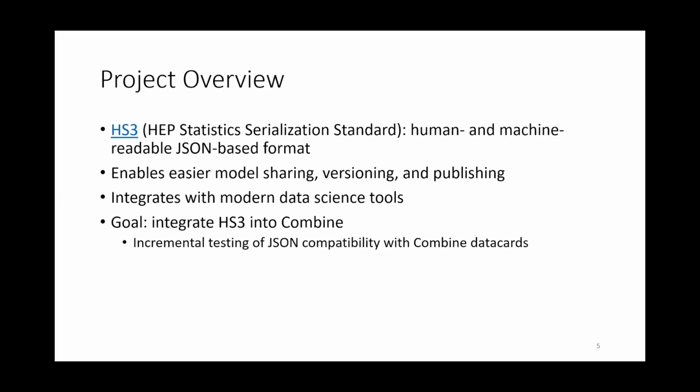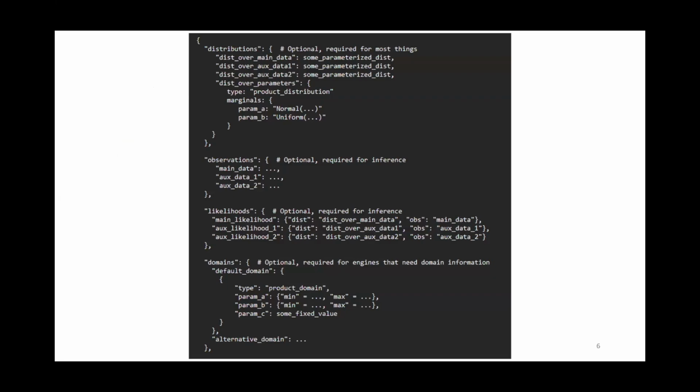HS3 is the High Energy Physics Statistics Serialization Standard, which is a human and machine readable JSON-based format. This enables easier model sharing, versioning, and publishing, and is easier to integrate with modern data science tools. My goal is to integrate HS3 into Combine using an approach that involves introducing compatibility step by step, so incremental testing of JSON compatibility. This is sort of pseudocode for what that JSON format may look like. This is both human and machine readable, and this is what I intend to integrate into Combine.